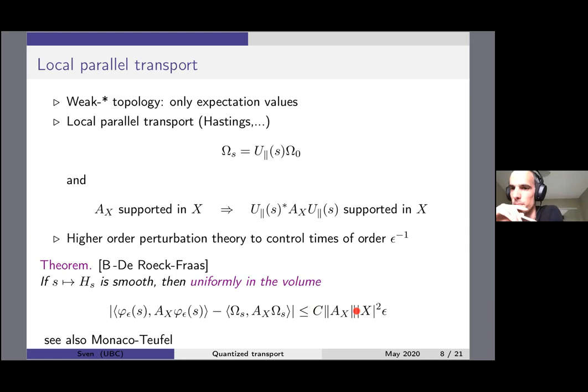So you can prove this for quantum spin systems, so it's all on a lattice, and for lattice electrons. This was work by Monaco and Teufel. Okay, so the point of this theorem is that yes, you can again prove an adiabatic theorem in a setting where you have many interacting particles, whether spins or electrons, you can do both. So there is an adiabatic theorem for interacting systems in the large volume limit.